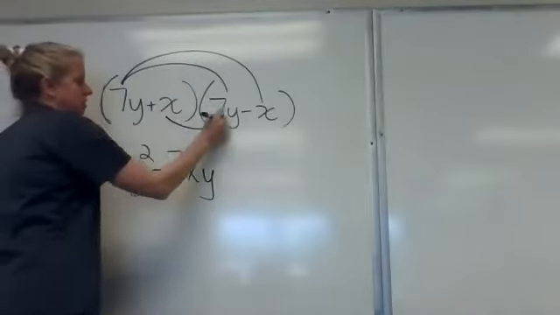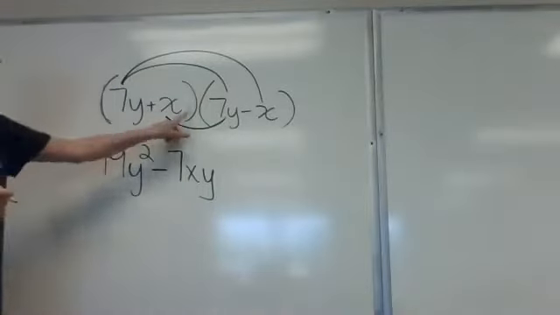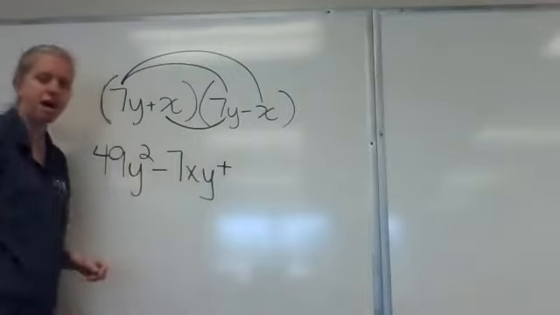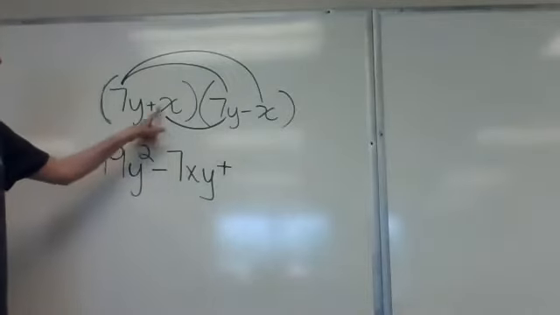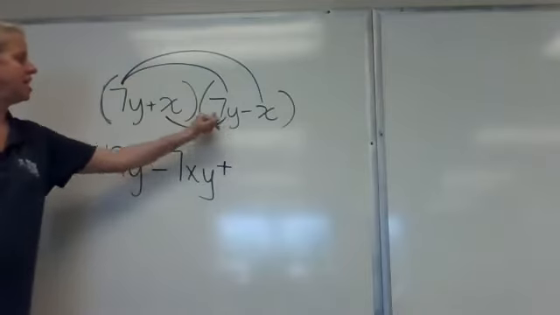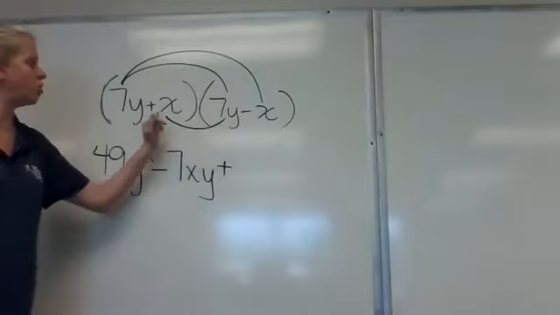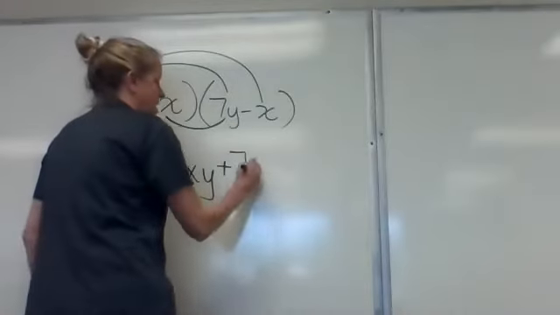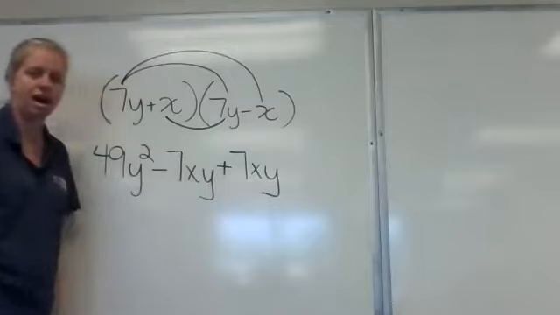Then my inner. Watch your sign. A positive times a positive, so it's going to be a positive. I've got x times 7y. So again, I'm just going to put it in alphabetical order. X times 7y gives me 7xy.